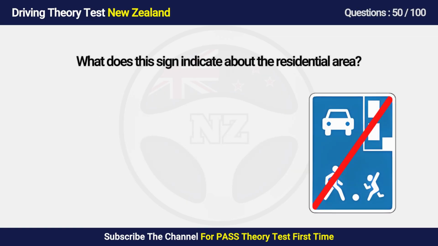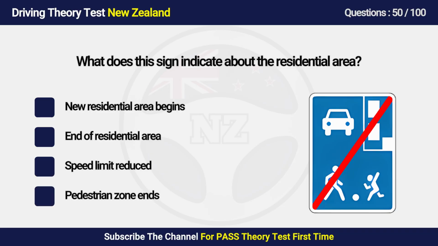Question 50. What does this sign indicate about the residential area? A. New residential area begins. B. End of residential area. C. Speed limit. D. Pedestrian zone ends.